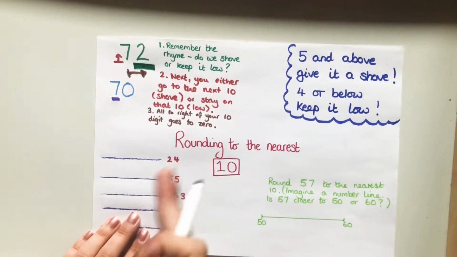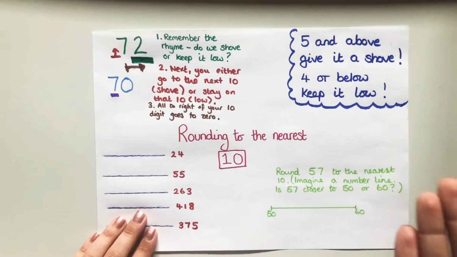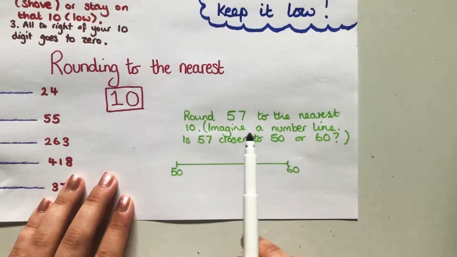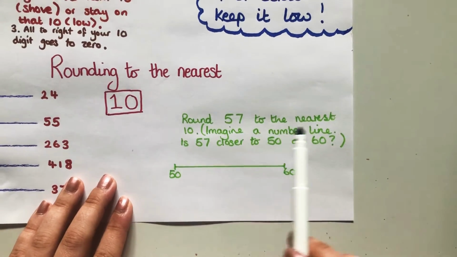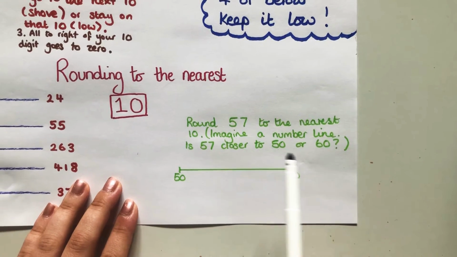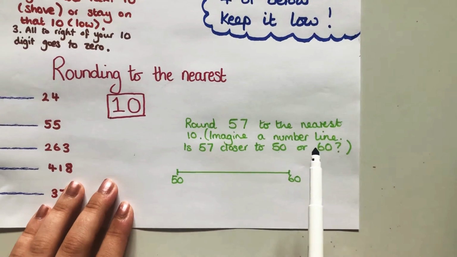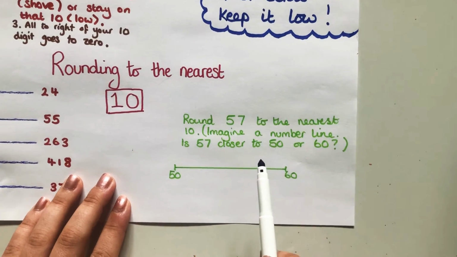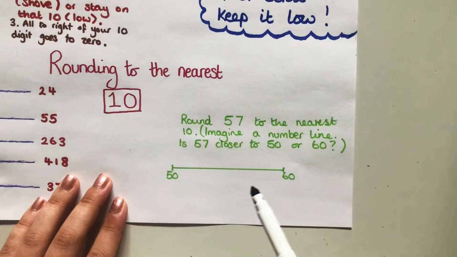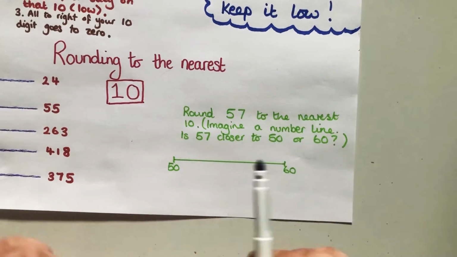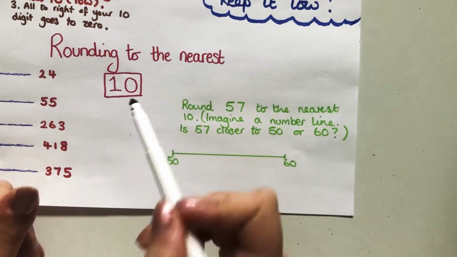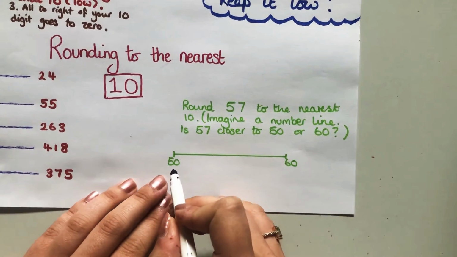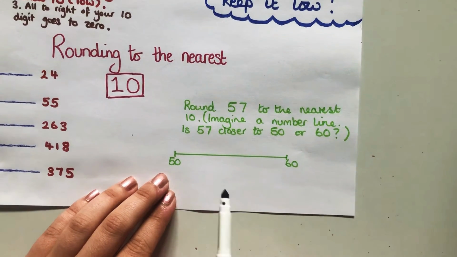If that doesn't work for you, or that's a little bit tricky for you, there is another way to think about it. We are going to move down to here. So I've got the question here, round 57 to the nearest 10. And I've put here, imagine a number line. You can either picture it in your head or you can draw it out. Is 57 closer to 50 or 60? Because remember, we are only looking at our tens digit because we're rounding to the nearest 10. So is 57 in our head closer to 50 or 60?